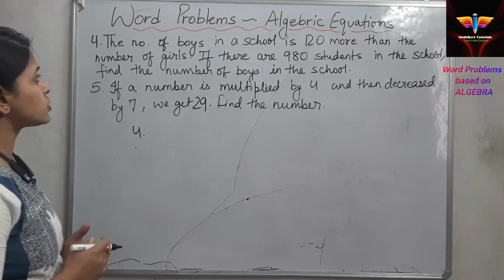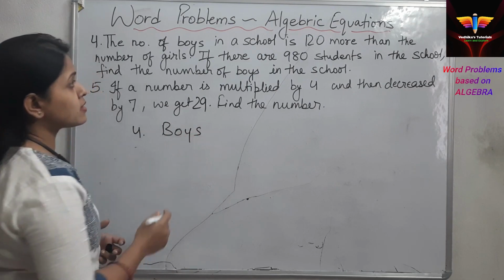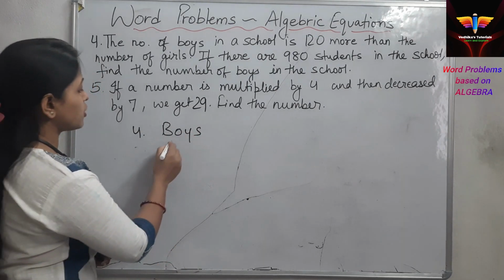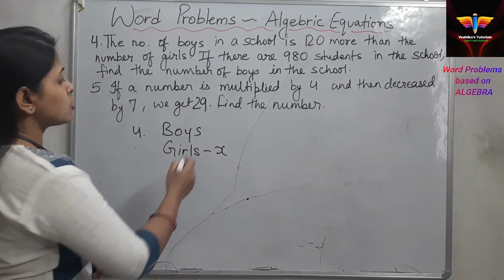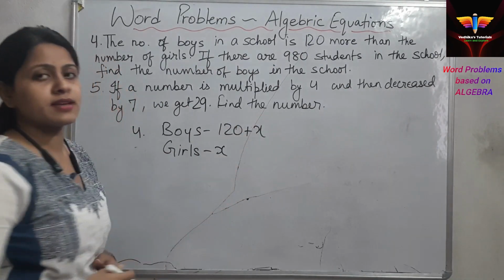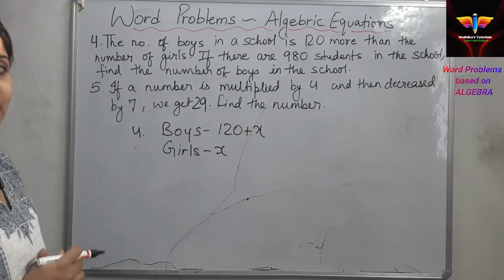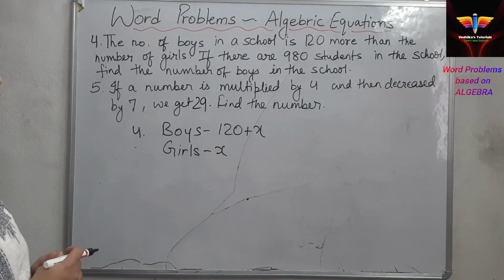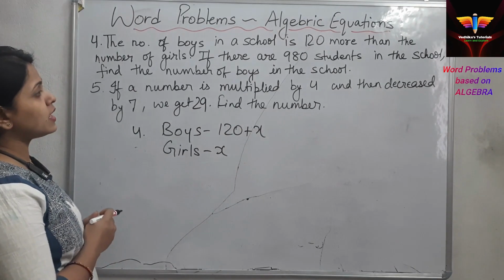The question is saying the number of boys is 120 more than the number of girls. So suppose the number of girls is x, so the number of boys is 120 plus x. Now the second statement is: if there are 980 students in the school, find the number of boys in the school.